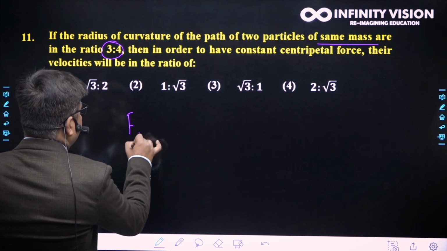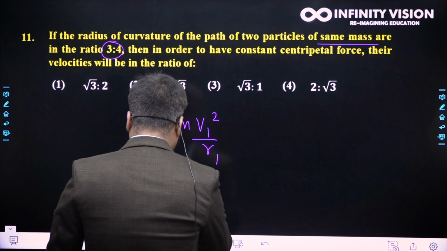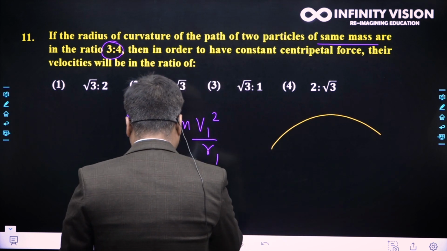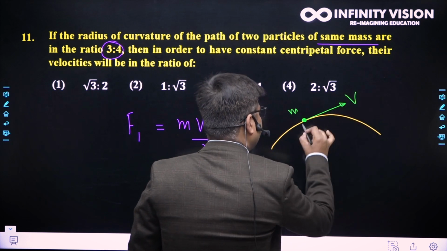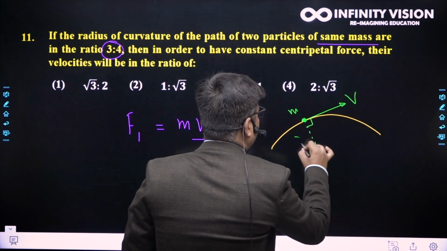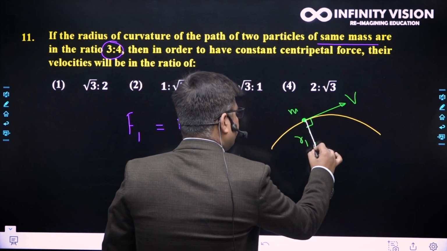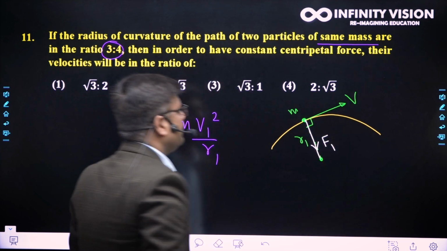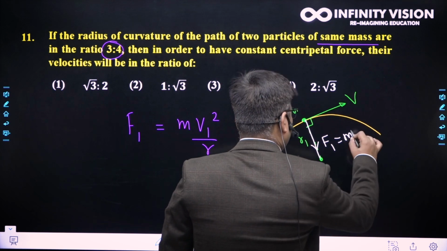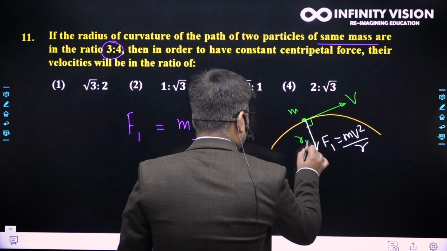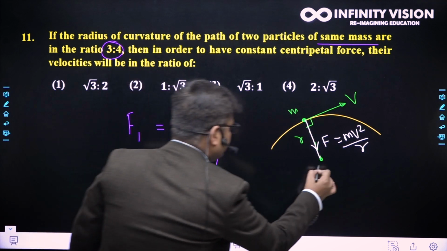Now see, for the first particle, the centripetal force will be mv1 square by r1. If a particle is encountering any curve, and this is the instantaneous position of the particle, so this will be the velocity vector. With the local radius of curvature r, the centripetal force will act in this direction, and it will be equal to mv square by r. This will be the expression of the centripetal force. It will act toward the center of curvature. This is the center of curvature C.